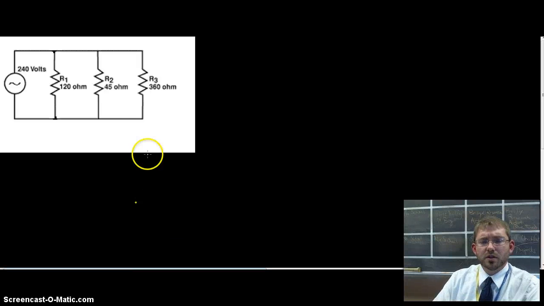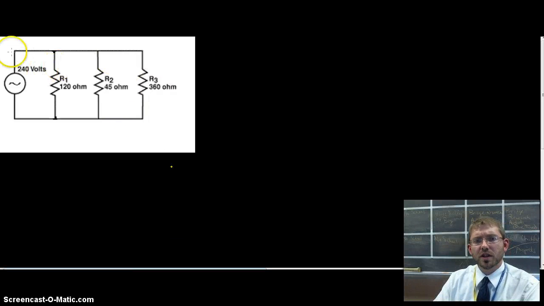So in this particular circuit configuration, we're looking at what's called a parallel circuit. And as you can see by the picture, we have a 240 volt alternating current source. Doesn't matter if it's alternating or direct. In the case of resistors, the current and voltage all treat the resistance in the same way. But it's in a parallel configuration.